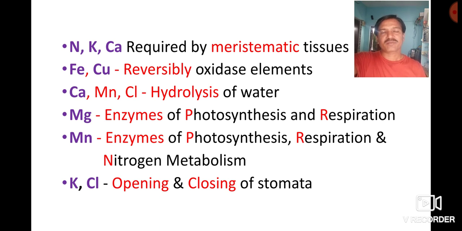And some elements like nitrogen, potassium, and calcium are required by meristematic tissues. We already discussed these separately in a few previous videos, but here we are discussing them group-wise based on their characters. Nitrogen, potassium, and calcium are required by meristematic tissue. Iron and copper, these two are reversibly oxidised elements. Calcium, manganese, chlorine, these three elements are involved in photolysis of water.